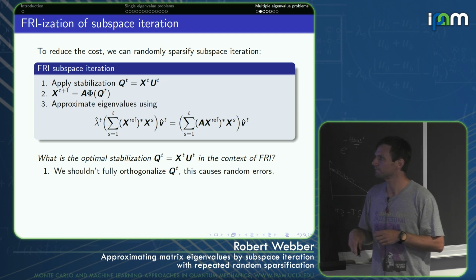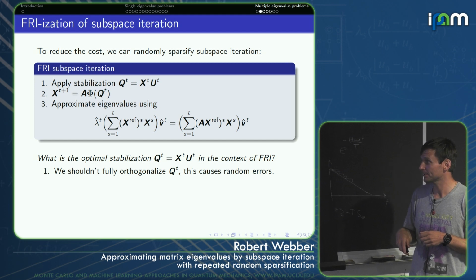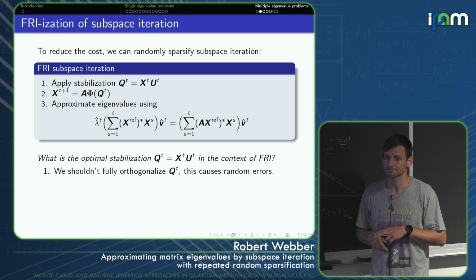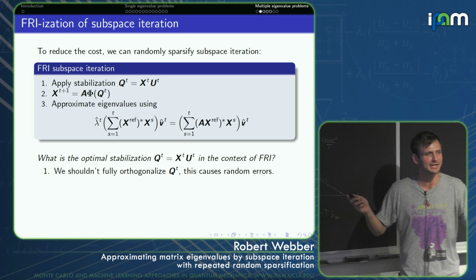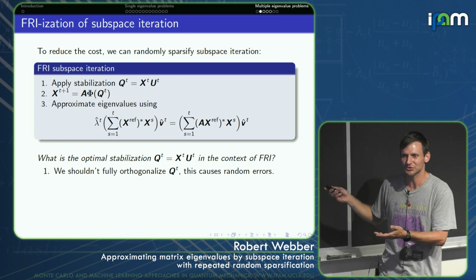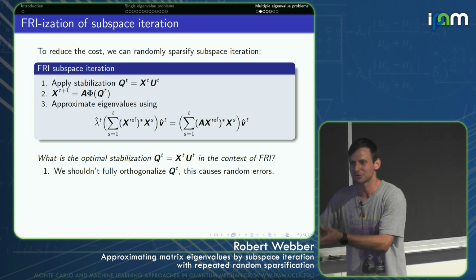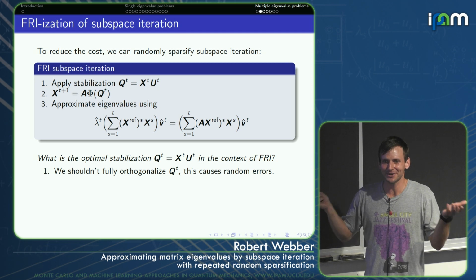We shouldn't fully orthogonalize QT at every step, because empirically it causes big random errors. So we tried it. We have it in an appendix of our paper because you don't want to show people in the body of a paper bad results where a method fails catastrophically. They will invariably confuse it with your method and think that your method fails. So okay, we tried it.